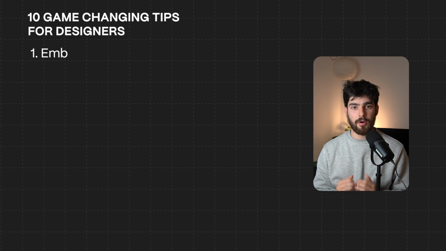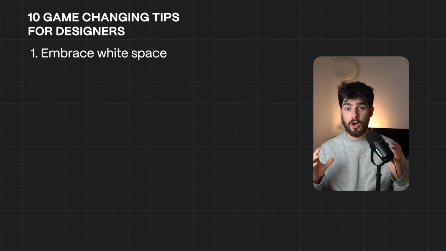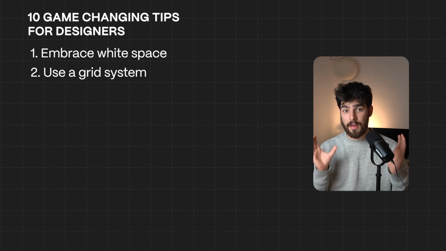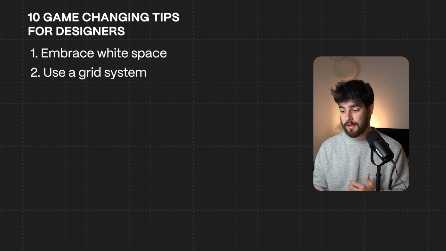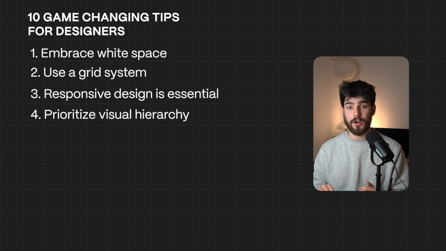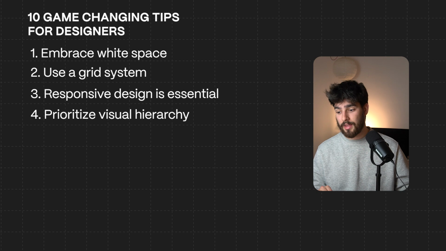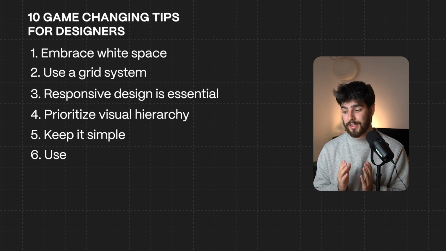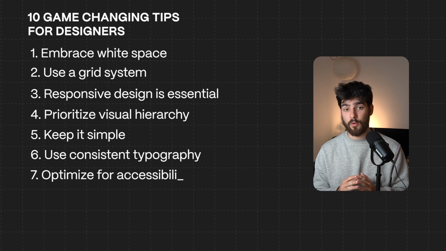So in conclusion, let's recap the 10 most important layout tips. I've got the list in front of me here, but number one is embracing white space, not shoving everything into a super tight space. Number two, using a grid system, making sure that everything is aligned with margin and padding. Responsive designs are honestly essential. We've got prioritizing visual hierarchy, which is with text, colors, images, things like that. Keeping it simple and minimalistic is always encouraged, using consistent typography, and optimizing for accessibility.